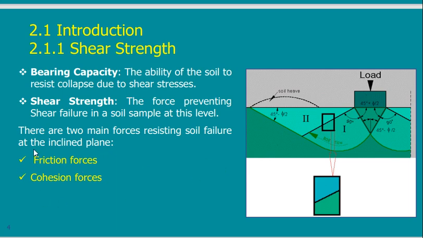So we found that we have two things. But by the way, bearing capacity is the ability of soil to carry load. This is based on something called shear strength. Shear strength is the shearing capacity of the soil. How much shear can the soil carry?